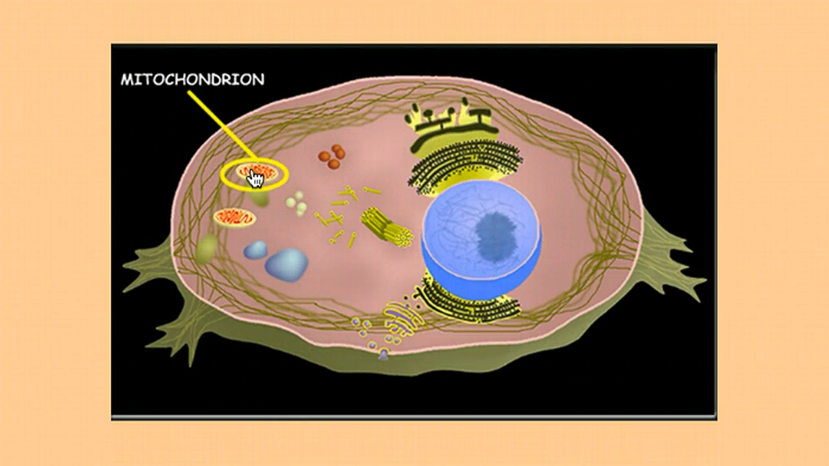The next structure is the mitochondria. The mitochondria are bean-shaped structures where cellular respiration takes place. Here is where food and oxygen come together to give carbon dioxide and energy.